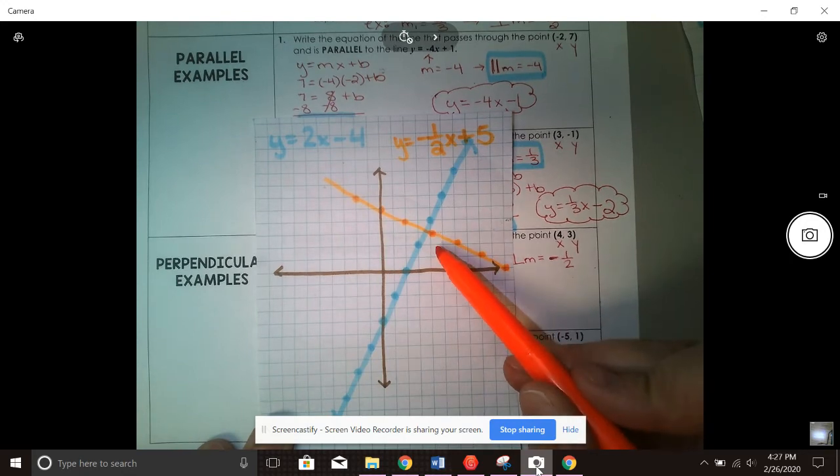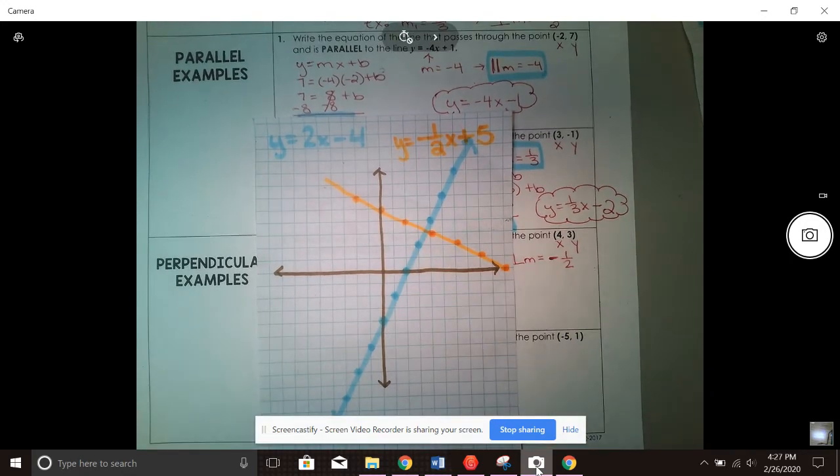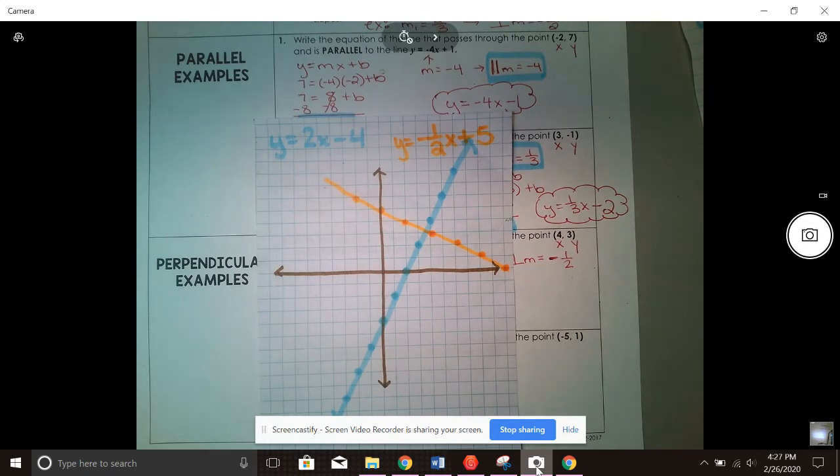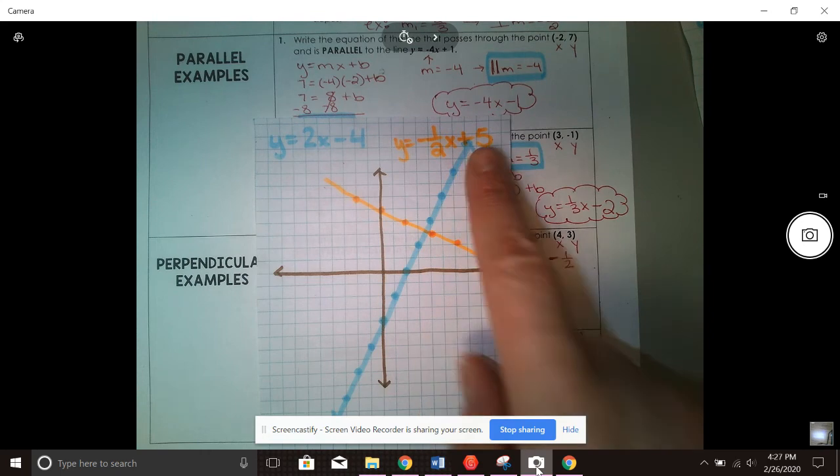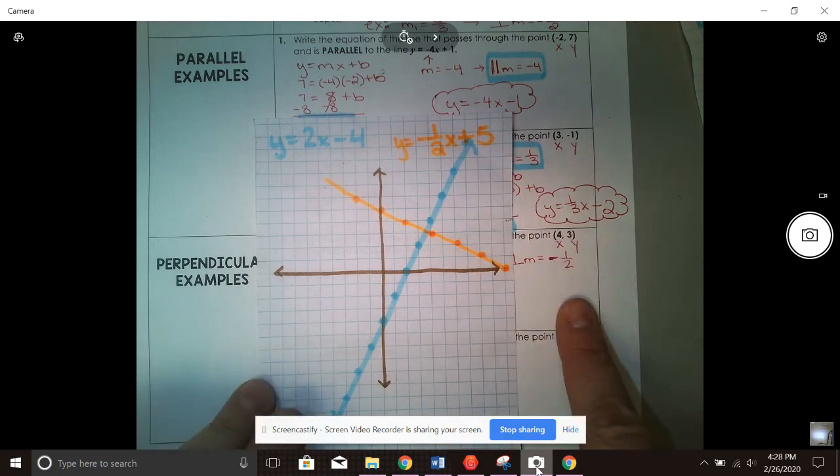Notice these two lines hit perfectly at a right angle. That's the definition of perpendicular lines. Okay, so now let's see how we're going to get this plus 5 algebraically.